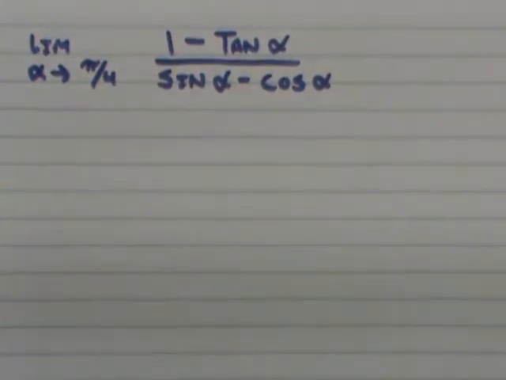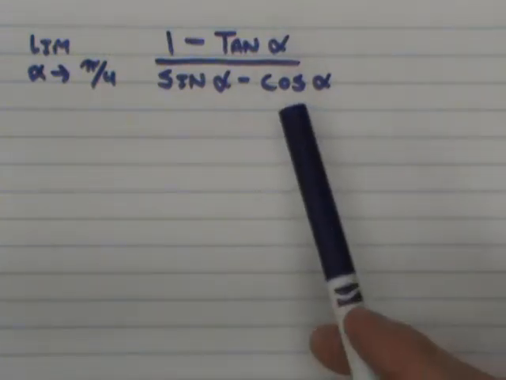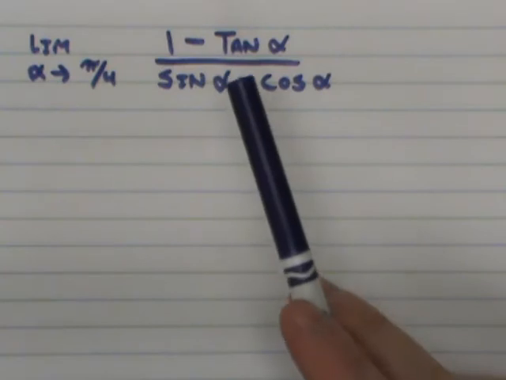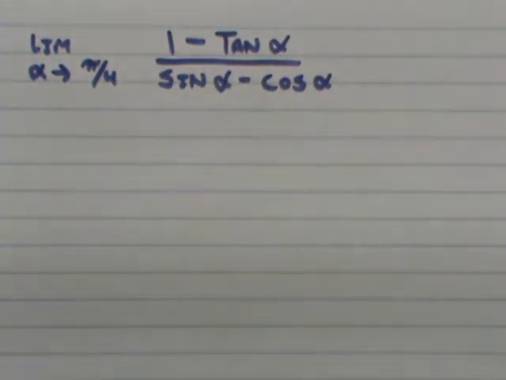Here we have the limit as alpha approaches pi over 4 for 1 minus tangent alpha over sine alpha minus cosine alpha. In the current state, I could not plug in pi over 4 into the expression, as that would produce a 0 over 0, an indeterminate.